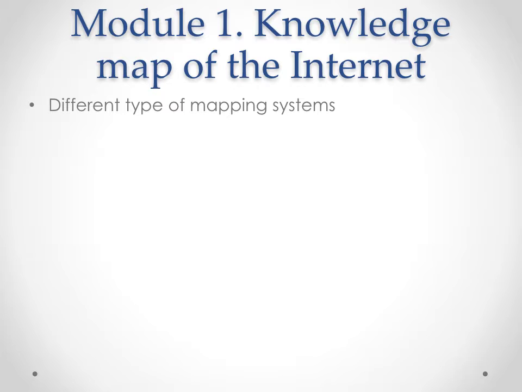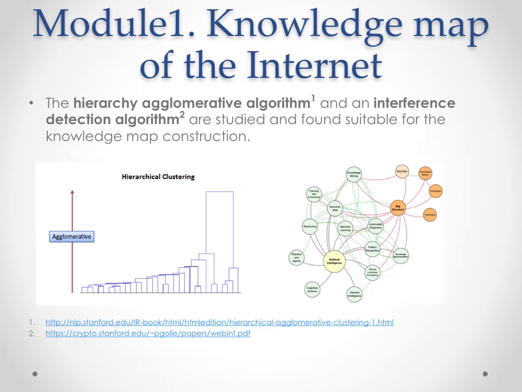And in terms of algorithms to map all the input knowledge, I find that the hierarchical agglomerative algorithm and the inference detection algorithm are suitable for this type of construction. For example, the hierarchical clustering method, specifically the agglomerative method, is a bottom-to-top clustering algorithm.